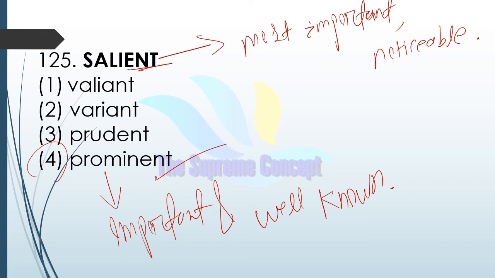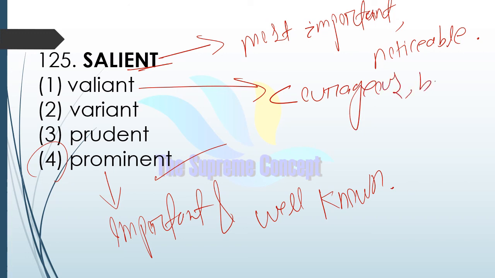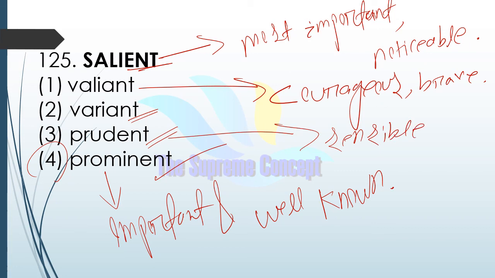Then we have valiant, V-A-L-I-A-N-T, which is very brave, courageous, or brave. And then variant. Variant means, especially, the amount by which something changes, or different from something else. And then we have prudent. Prudent means sensible and careful, or we can say wise.